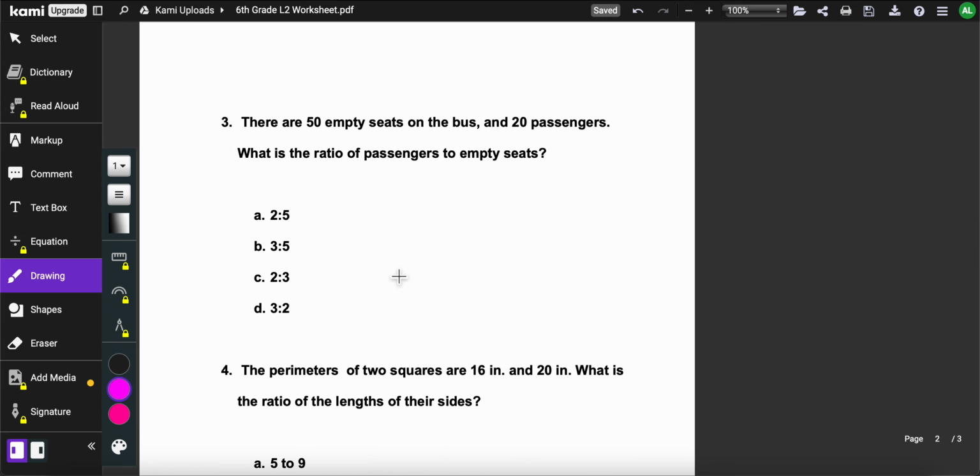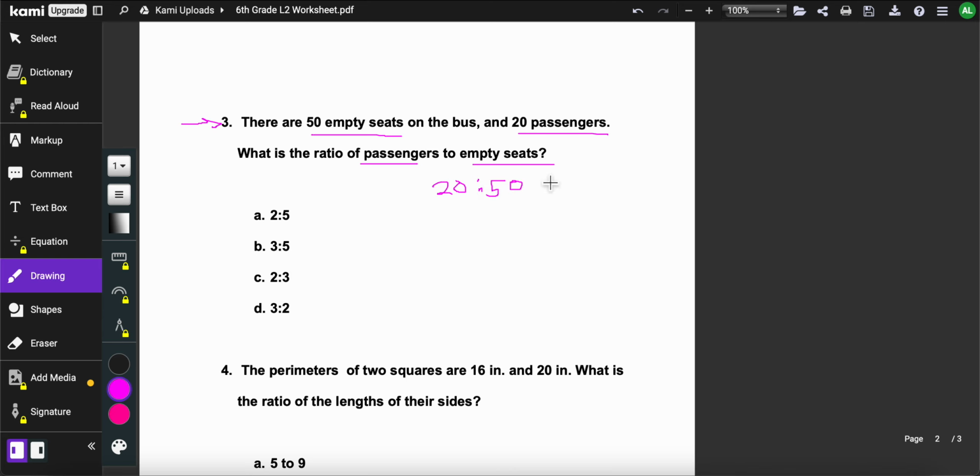Then we have number 3. In number 3, there are 50 empty seats on the bus and 20 passengers. What is the ratio of passengers to empty seats? So there's 50 empty seats and 20 passengers. Once again, they switched the order. It's not empty seats to passengers. It's passengers to empty seats. So you would write 20 to 50 instead of writing 50 to 20.